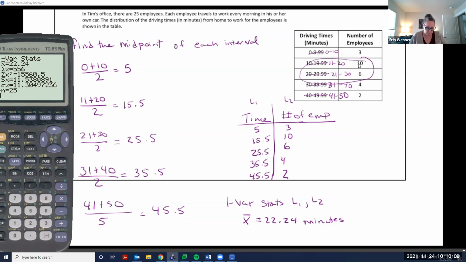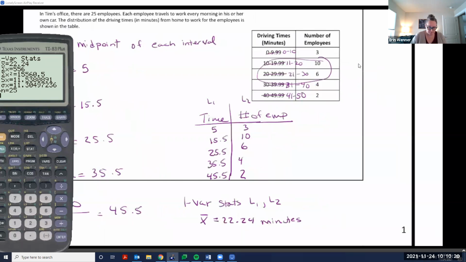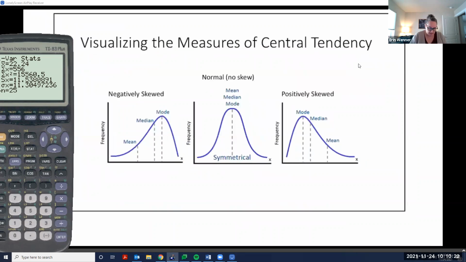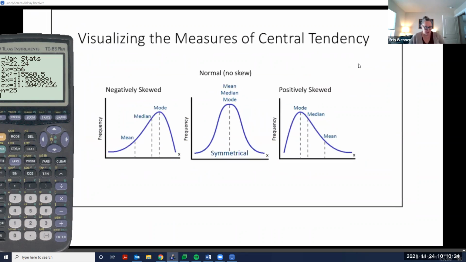So when we think about measures of central tendency, we talked about the mean, median, mode, and now we're going to talk about variance, and then we're going to get into standard deviation. We're looking at how our data is spread out. We have a couple of graphs here. We've got a normal distribution, where your data is symmetrical and your mean, median, and mode all line up.